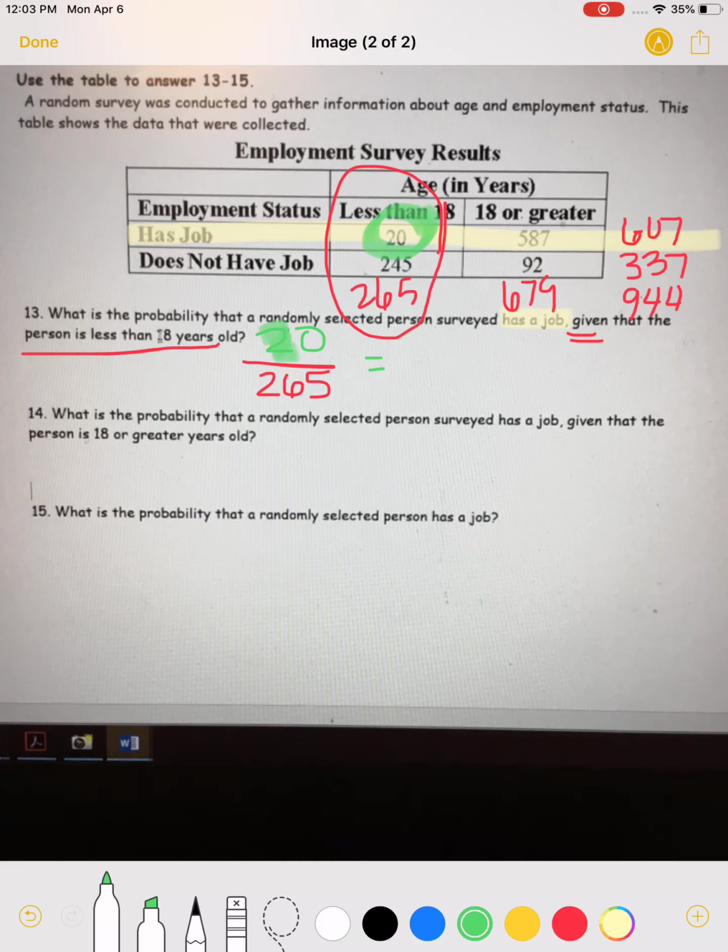So 20 over 265, you want to reduce that. 4 over 53. Okay, then you want to find the decimal and the percent. 0.075, 7.5%. Perfect. All right, number 14.